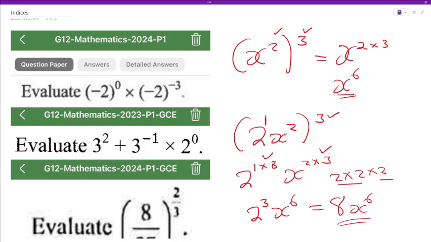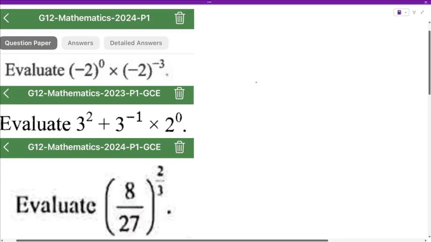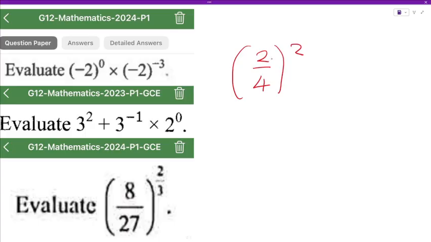These don't usually come this way. The examiners like bringing them in this format. They'll give you something like this, they'll say maybe 2 over 4, and then maybe to the power 2. What that simply means is that you have double indices here. There's a power here, there's also a power here. So how are you going to apply that one? You're going to say 2 to the power 1 times 2 there over 4 to the power 1 times 2.